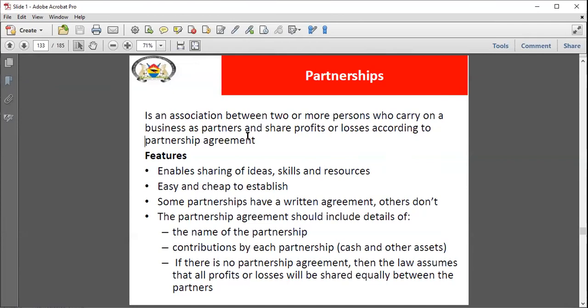Now, one of the things that you also need to understand with partnerships is that partnerships have unlimited liability. And by unlimited liability, I mean in case any kind of loss or any issue happens, the partners individually are liable. The partners individually are liable.